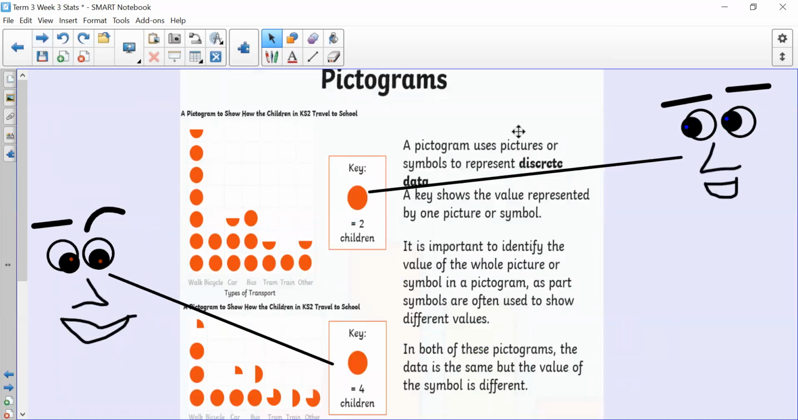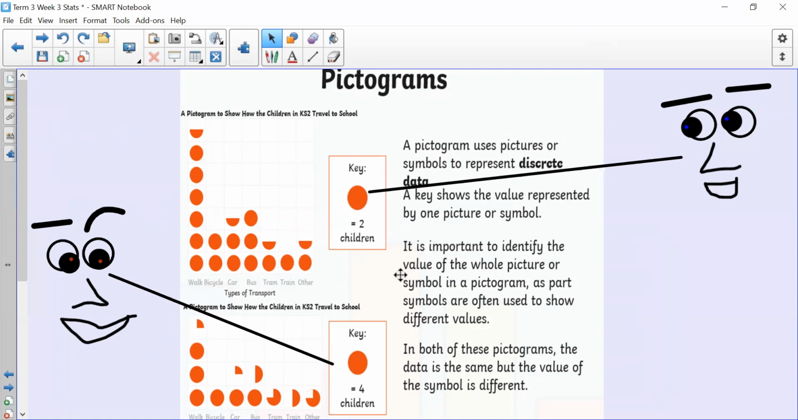So, pictograms. Now, a pictogram uses pictures or symbols to represent discrete data. A key shows the value represented by one picture or symbol. Now I've drawn these little guys looking at the keys because this is a reminder to you, you really need to look carefully at the keys today because we are looking at scaled pictograms today. So it's not going to be one picture represents one vote or one child. It is going to be scaled. So you need to look at the key, okay?